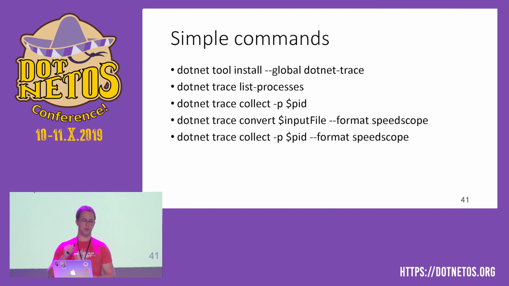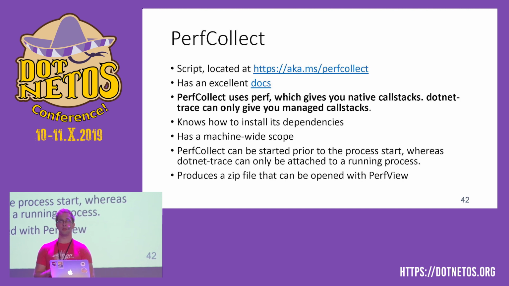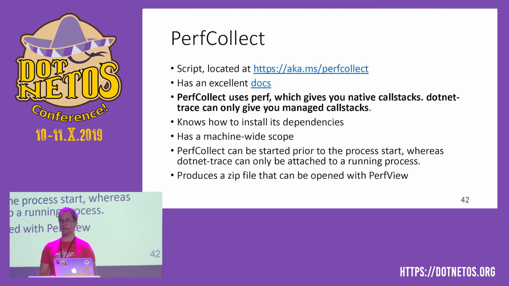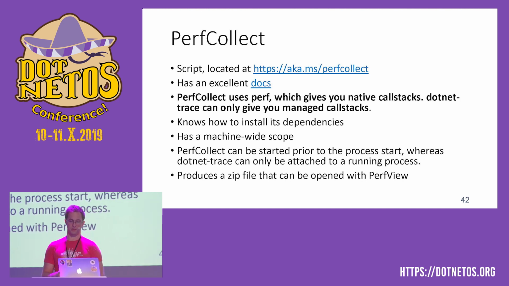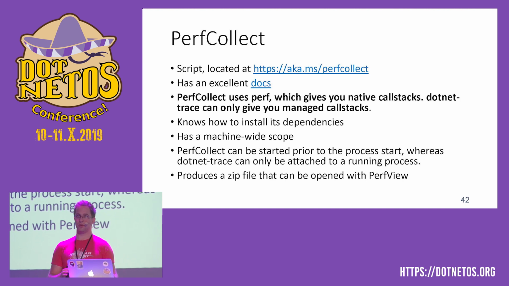By the way, whenever you're using .NET Trace, you can tell it immediately to export to Speedscope without the extra convert step. But one thing about .NET Trace, as I said, it allows us to attach to a process which is already running. It can capture data for a single process at the same time, and it doesn't have information about native call stacks.